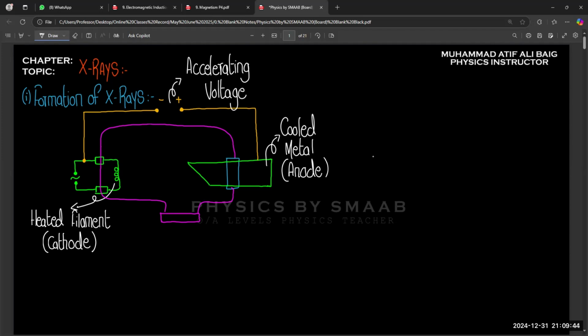And this one is a metal which is working like the anode. And this component is actually called the X-ray window, from which X-rays are coming out. And this glass material is for the evacuated chamber. So this is the whole setup for the formation of X-rays.